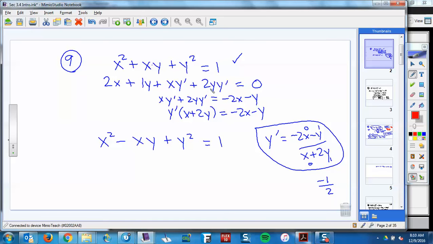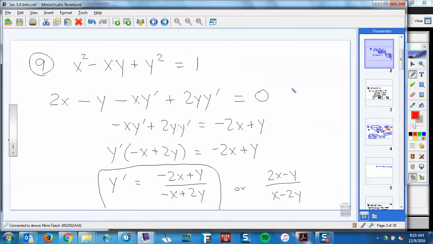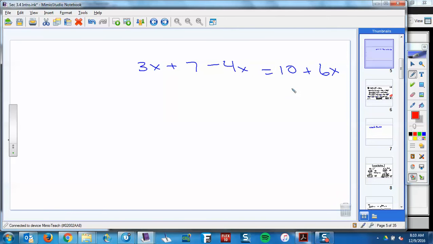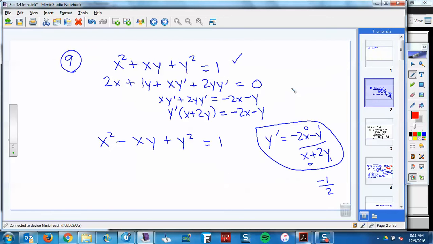Got the y primes on one side, got the other stuff to the other side. Because let's face it, think about this, guys. If you've got an algebra equation, you've got a bunch of x's and a bunch of non-x's. You want to get the x's all on one side and the other stuff over on the other side, right? Well, that's what we're doing here. We want to get the y primes on one side and the non-y primes on the other side, we factor out a y prime, then we divide.